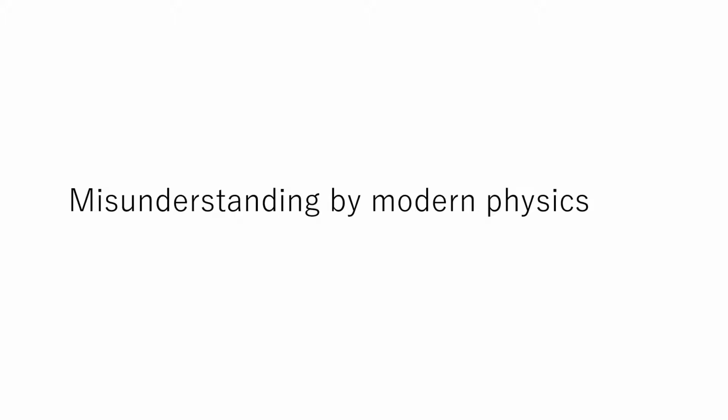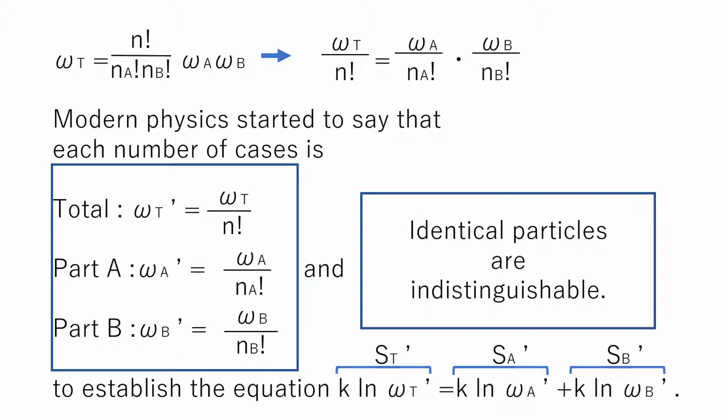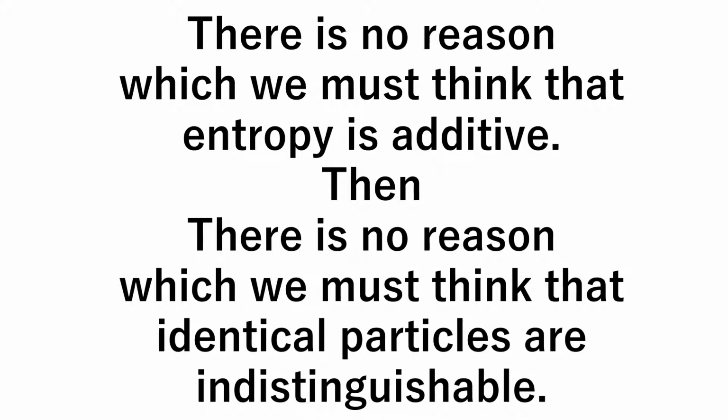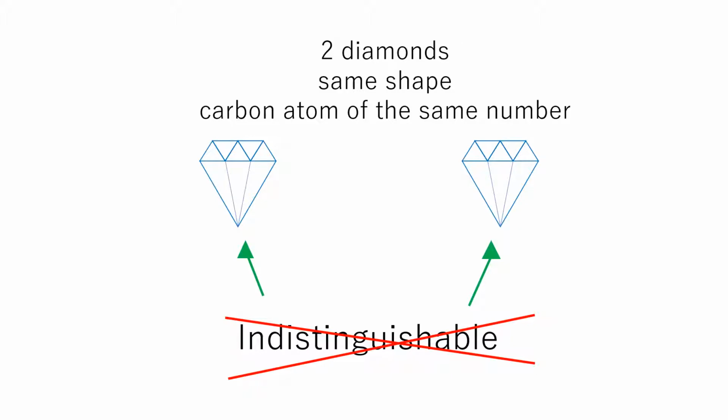Misunderstanding by modern physics. To establish this equation, modern physics started to say that each number of cases is like this, and identical particles are indistinguishable. There is no reason why we must think that entropy is additive. Then there is no reason why we must think that identical particles are indistinguishable. Indistinguishable? No.